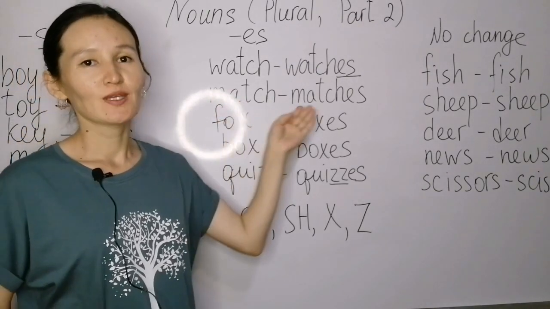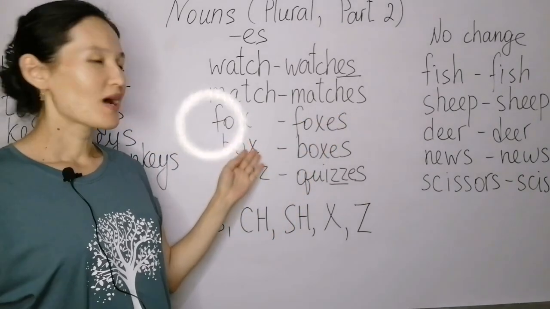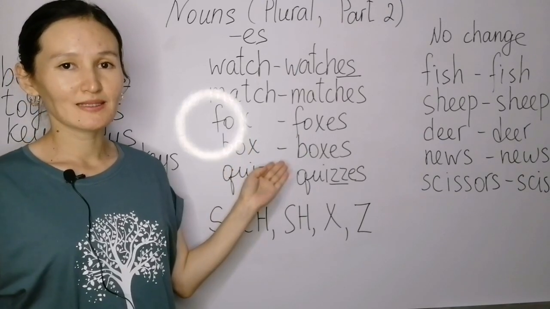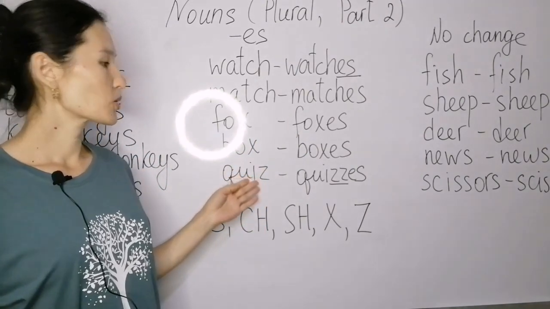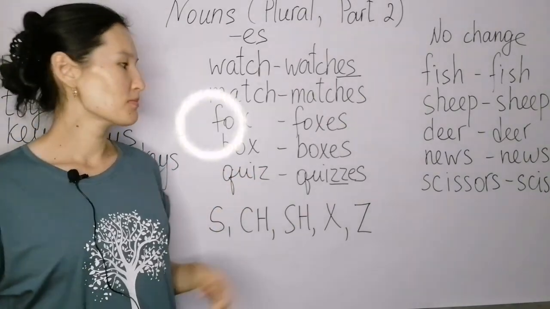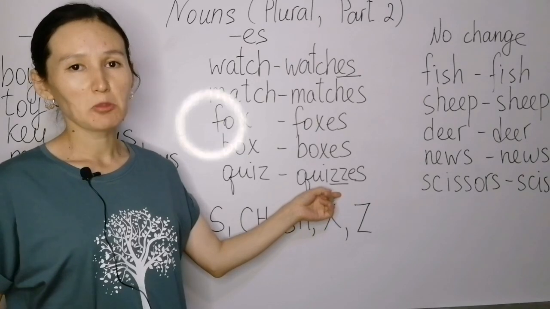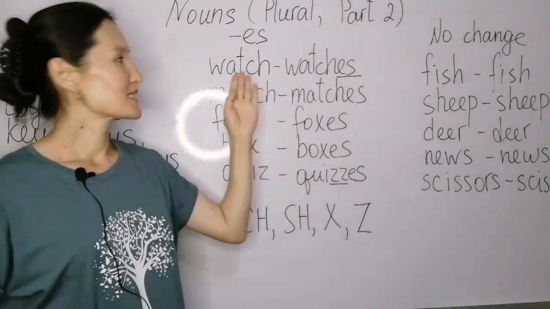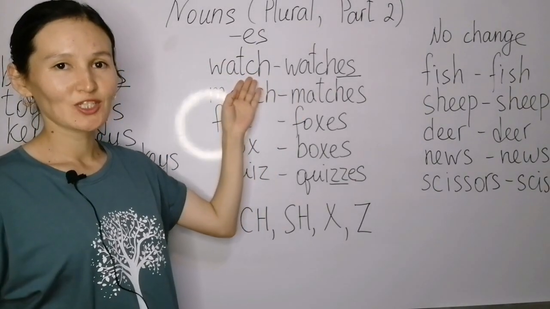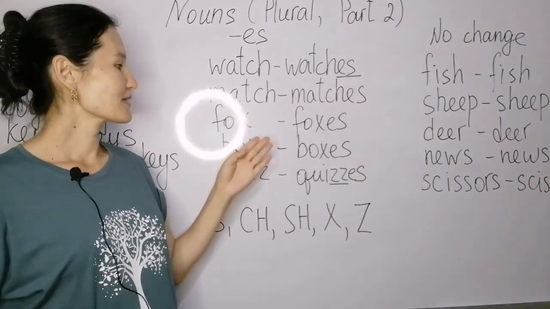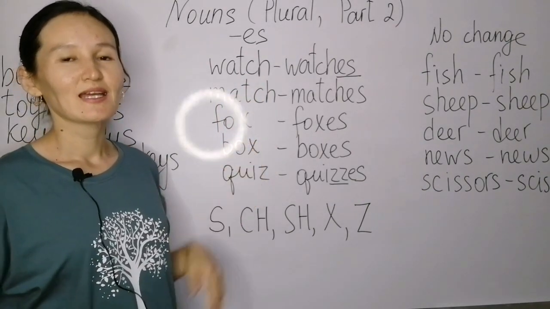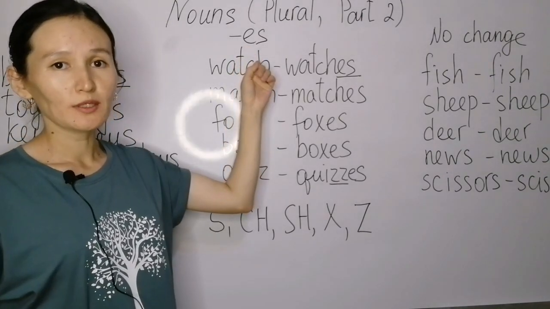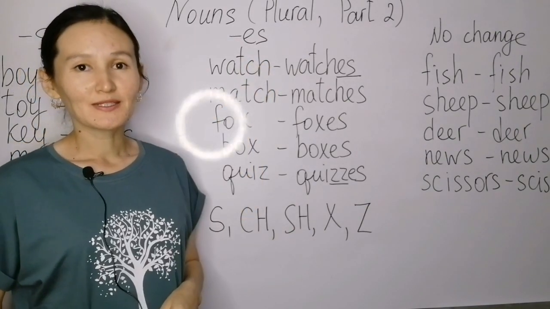The same, match, matches. Fox, foxes. Again, foxes. Box, boxes. Quiz, quizzes. Remember, here we're going to double letter Z. And let's take a look at the last letters. CH, SH, X, and Z. And we should add es if the word finishes with those letters.